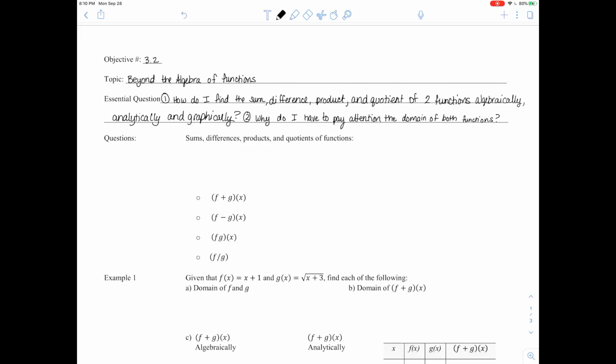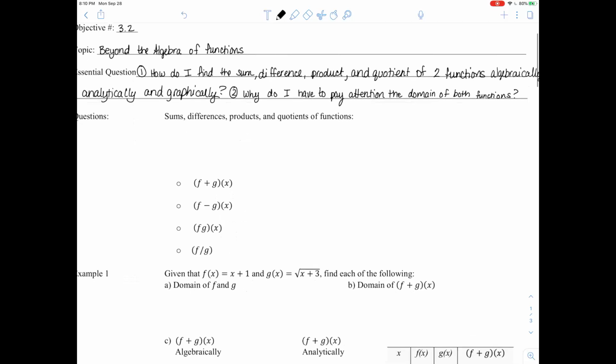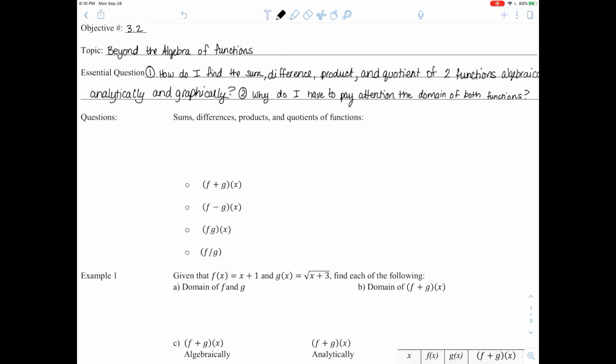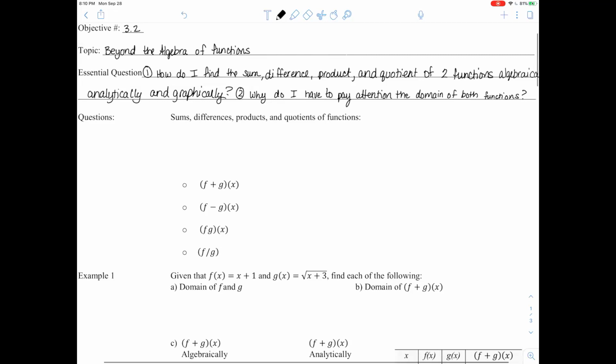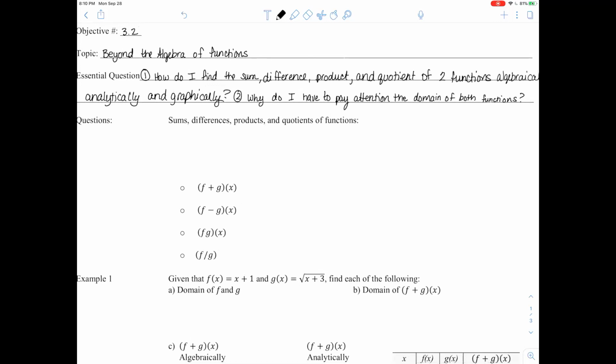All right, so today we're starting Objective 3.2, and the topic for today is going beyond just the algebra of functions. Last year in math analysis, you should have learned how to add, subtract, and multiply two functions. If I give you two functions, add them, subtract them, multiply them, divide them. You might also remember that you really had to pay attention to the domains of those two functions, because you can't add two functions if they don't share the same x's, or subtract or do any of the operations. So it's really important to pay attention to that.